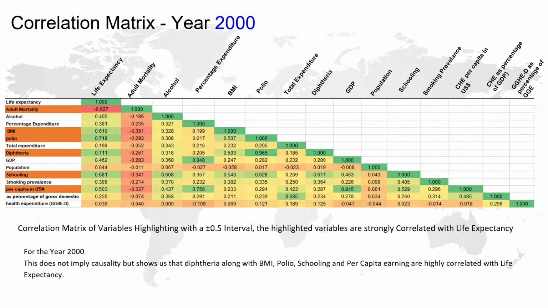This gave us the results that the correlation matrix of variables, keeping a plus minus 0.5 interval, the variables which we have highlighted, which are adult mortality, BMI, polio, diphtheria, schooling, and per capita income in US dollars for the year 2000, shows us that all of these variables are highly correlated with life expectancy.